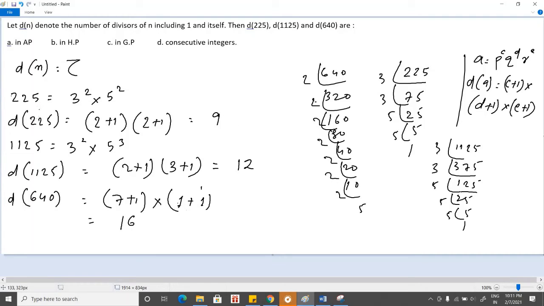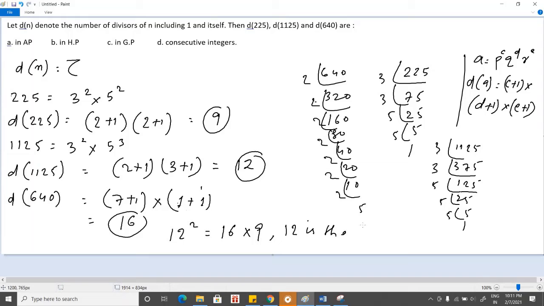Now here we can see we have D225 as 9, D1125 as 12 and D640 as 16. Now if we do 12 square we will get 16 into 9. Therefore we can say that 12 is the geometric mean of 9 and 16. Therefore D225, D1125 and D640 are in GP. Therefore our answer is option C.